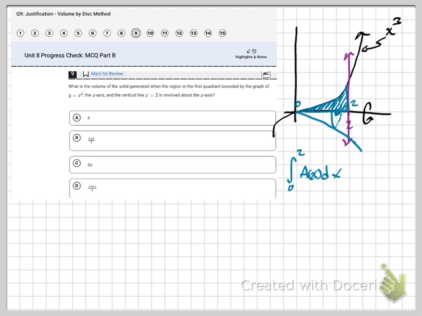All right, so we have to make sure we start out with the lower bound and the upper bound. Can't forget that. And then we must define our area function.